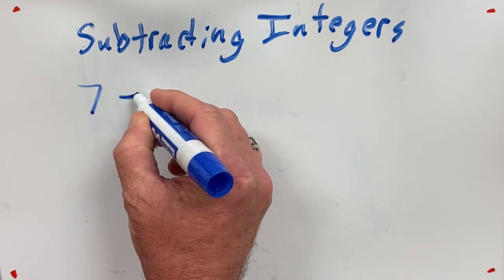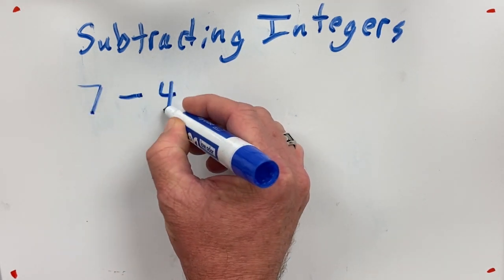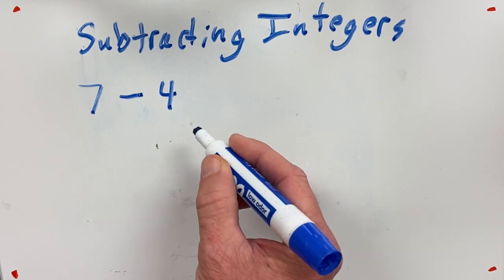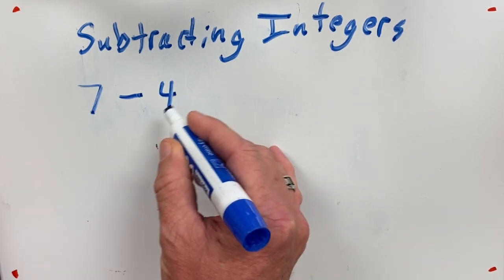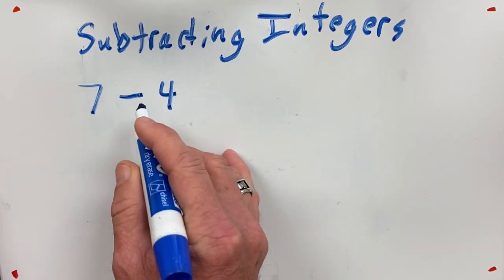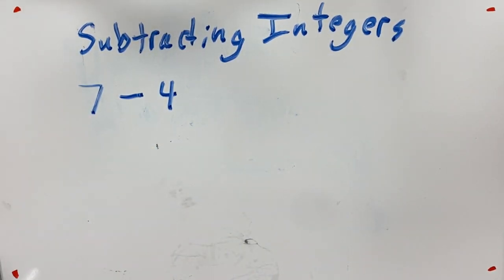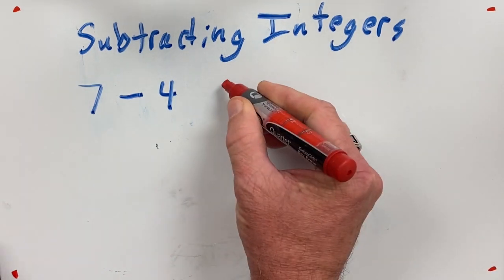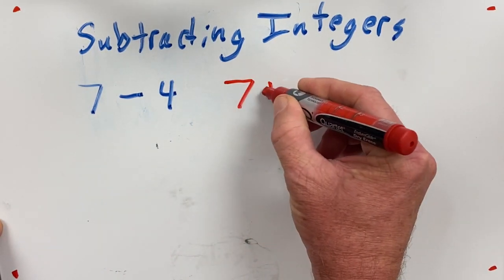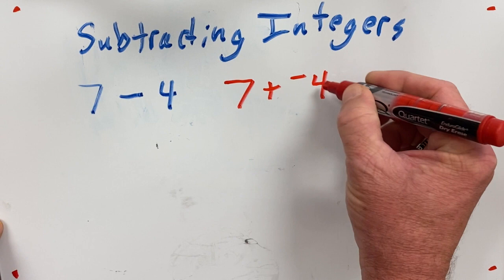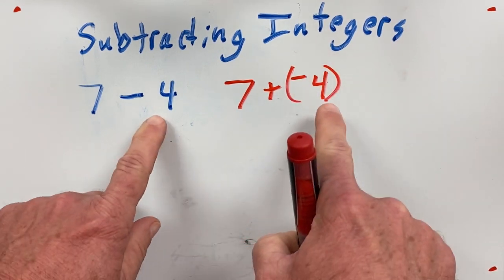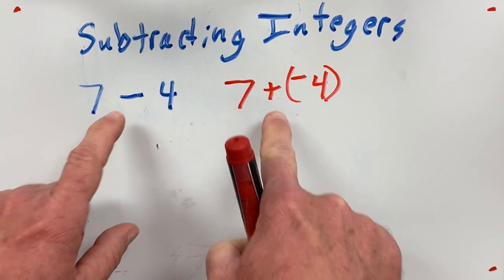7 minus 4, that is actually the same thing as adding the opposite of the number that you're subtracting. What do I mean by that? 7 minus 4 is the same thing, I'm going to write it over here in red, as 7 plus a negative 4. You are adding the opposite of 4 instead of subtracting.